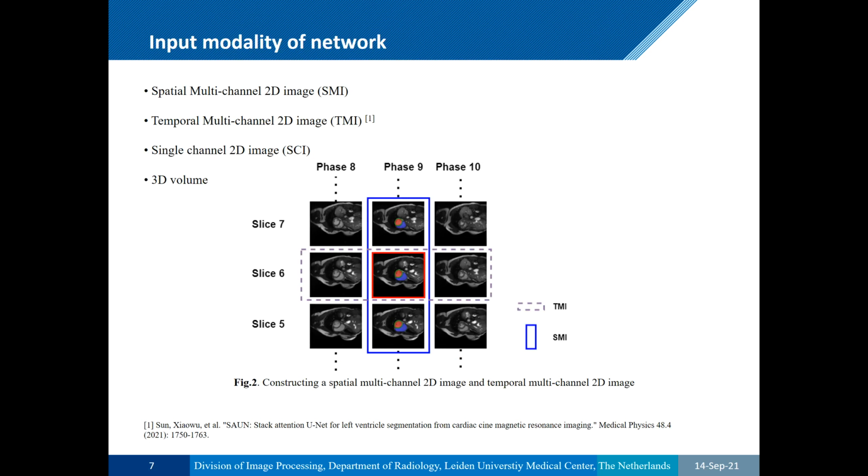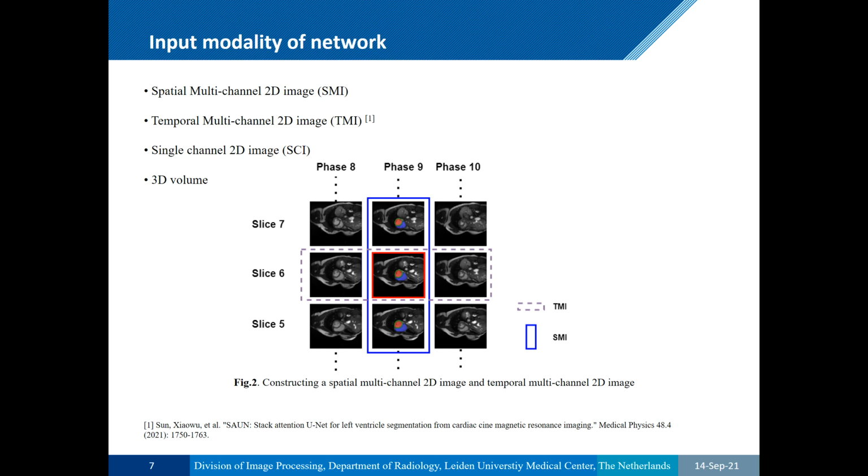We designed 4 kinds of input modalities for the network, including spatial multi-channel 2D images, temporal multi-channel 2D images, single-channel 2D images, and the 3D volume. As illustrated in Figure 2, a short-axis cine MRI contains multiple slices and multiple phases. Images from the same slice level describe a cardiac cycle, whereas the images from the same phase describe the complete heart structures. In conventional methods, each single-channel 2D image or 3D volume, with the whole images from the same phase, is usually considered as the input of a network. Also, using single-channel 2D images as the input could enlarge the training dataset. A 3D volume can provide more spatial information for the segmentation.